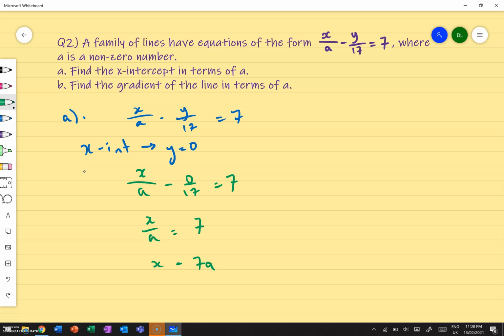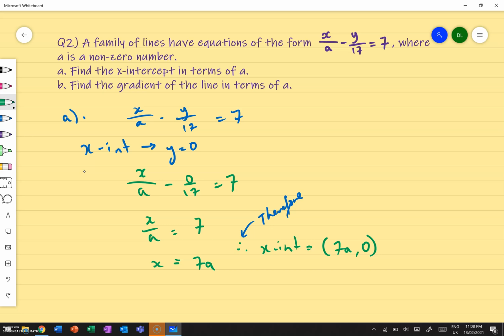Now it says find the x-intercept. That is not actually the x-intercept. That is an equation or a value. For the x-intercept, I'm going to write therefore. That's what those three dots mean, by the way. Therefore, the point we have is x-intercept equals (7a, 0). Okay, so that's part A.